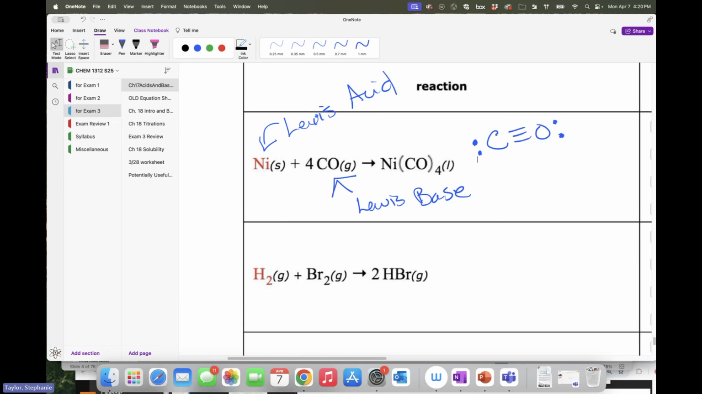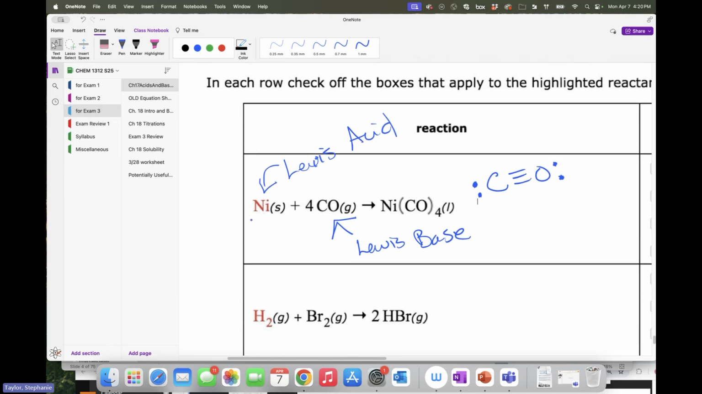I will point out that this problem asked about the nickel. That's the thing that's in red. And that nickel is easier to identify because it's a metal. So keep that in mind. While yes, you can definitely identify both pieces, sometimes one of them is easier to identify than the other. So you might just go with the thing that's easier.